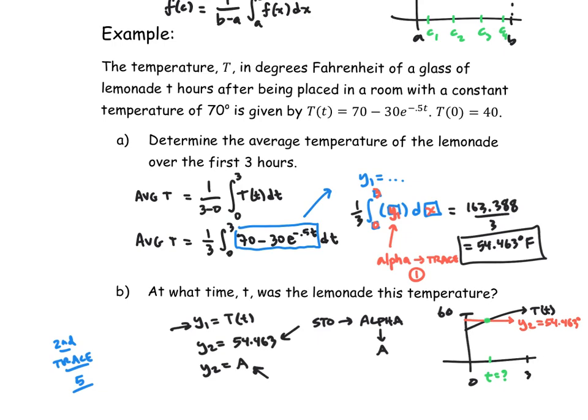That point of intersection ends up equaling, in this case, t equals 1.316 hours. So 1.316 hours into the 3-hour interval, our temperature hits the average temperature for that interval.